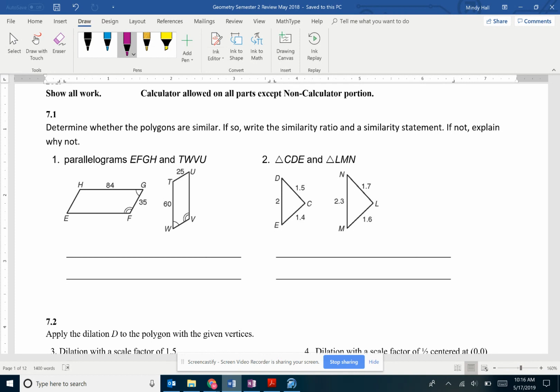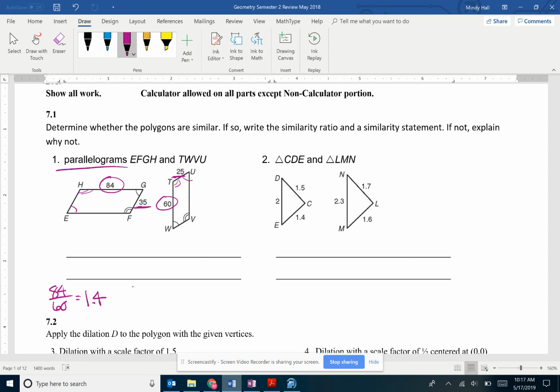With determining similarity, you first have to make sure all of your angles are the same. With these parallelograms, which they tell us are parallelograms, we know that these angles would also be congruent to each other. So our angles are all good. The other part is that your sides have to be proportional. So 84 and 60 should have the same ratio as 35 to 25. You just double check that 84 divided by 60, and notice I picked a number from each shape because this is going to give me my similarity ratio. And that is 1.4.